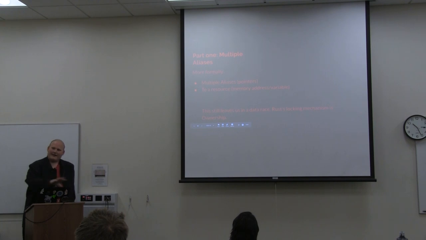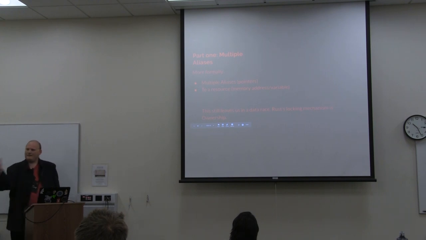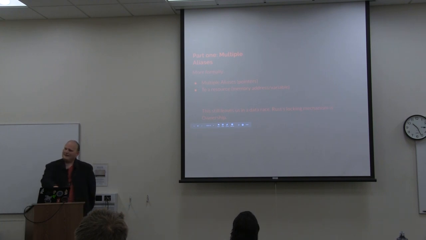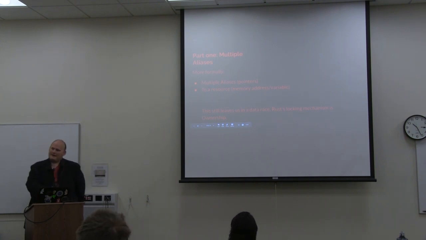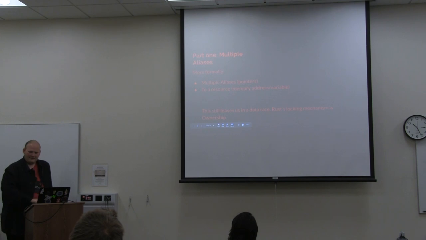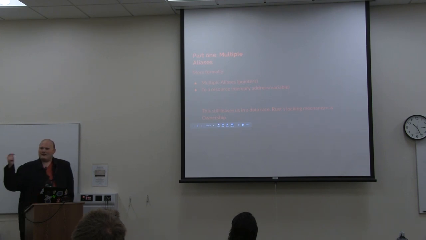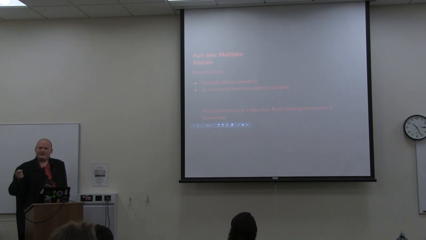This still leaves us in a race. This is just another way of explaining what the last slide says. We are still in the case of, if this is all we have, a race condition. Rust's locking mechanism is tracking ownership. Who has the right, who owns this resource, and who can do operations on it, read or write?